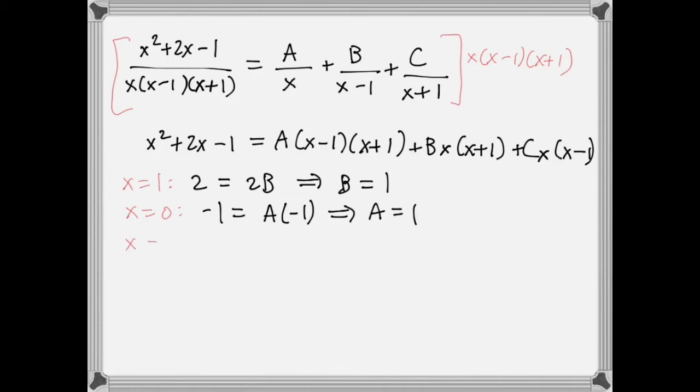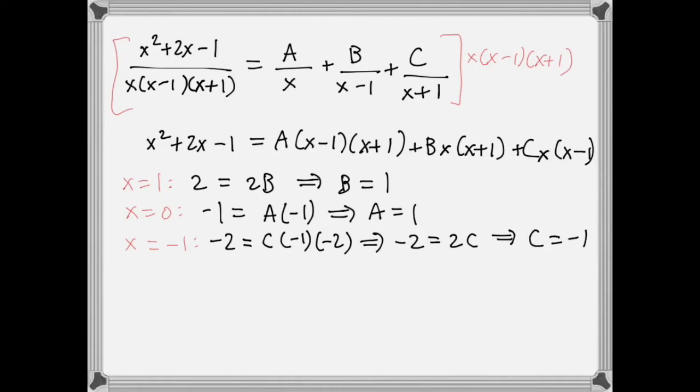And if I plug in x equals -1, on the left I get -1 squared, which is 1. I get 1 minus 2 minus 1, so that's -2. What do I get on the right? The only thing I have left is c times -1 times -2. So this means that -2 is equal to 2c, which means that c is equal to -1.